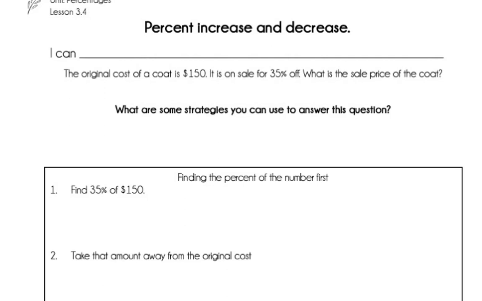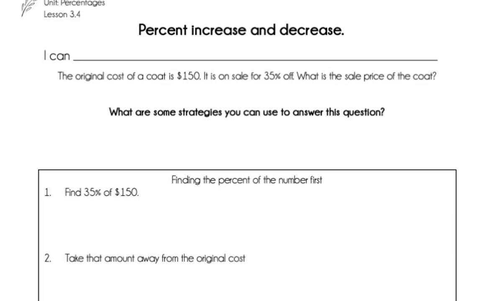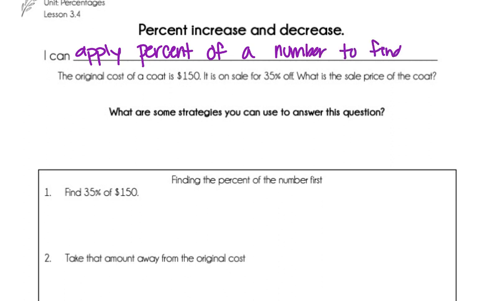So now that we've talked about finding the percent of a number, we can apply it to actual things you might use in real life, like money. Let me get all my colored pens set up. There we go. So our I can statement is that I can apply percent of a number to find a final cost.